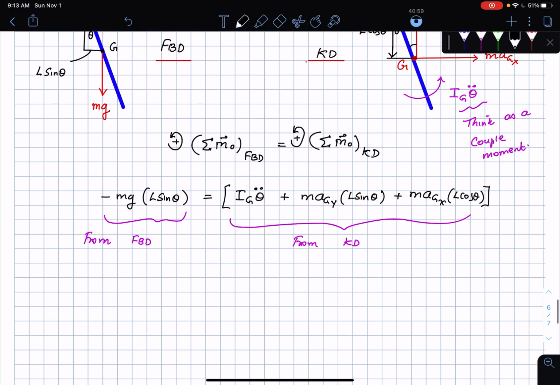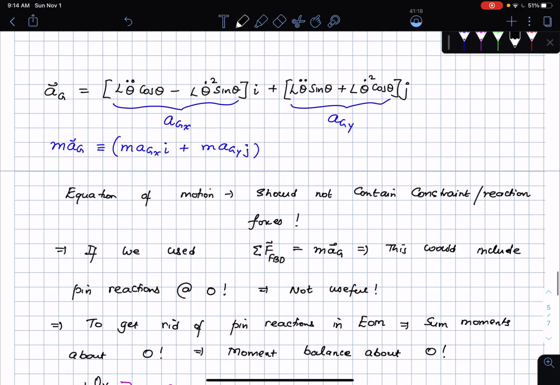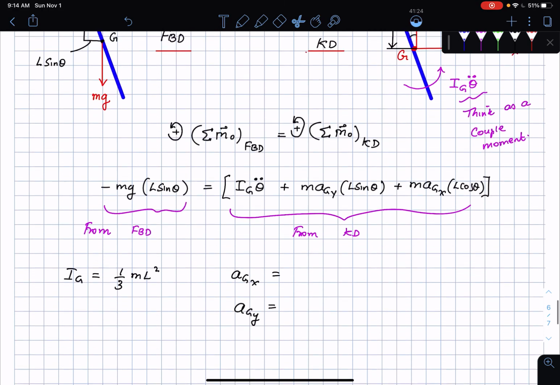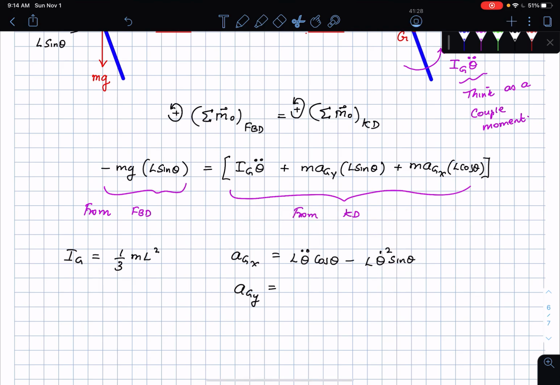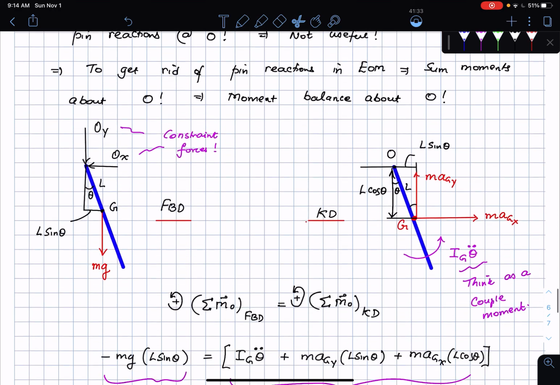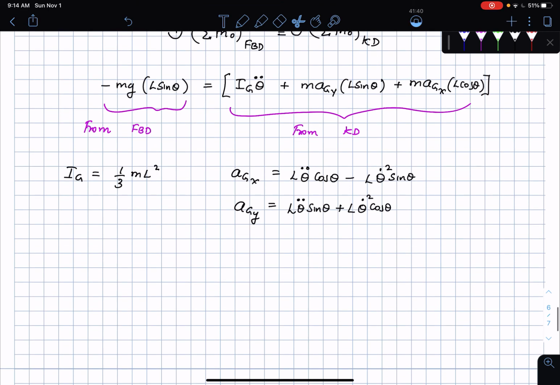And I already know AGY and AGX, right? So I'm going to start substituting. First of all, IG, I had found it to be 1/3 M L squared. This was calculated earlier on. And then I'm going to have AGX and AGY, which we had written down here. I grabbed them from here, so I'm going to copy those. You'll see that this is just a lot of algebra. After some time, there is not much to it once you have written the moment balance.